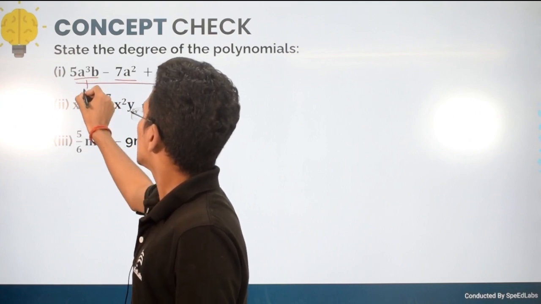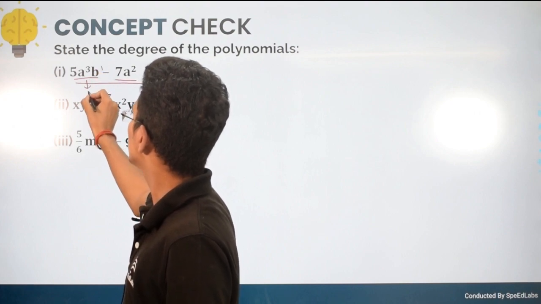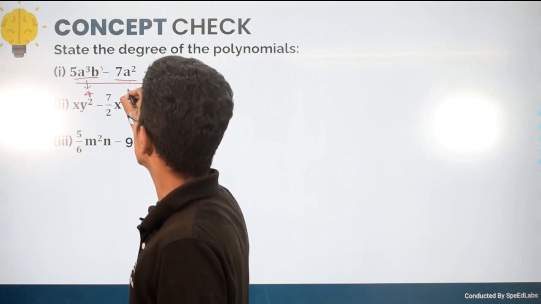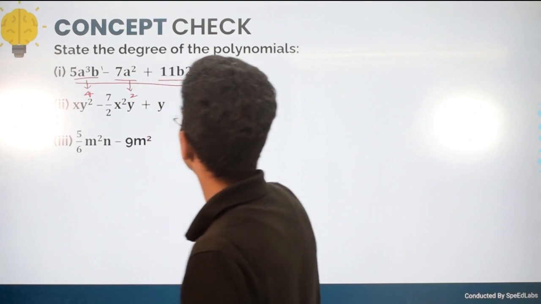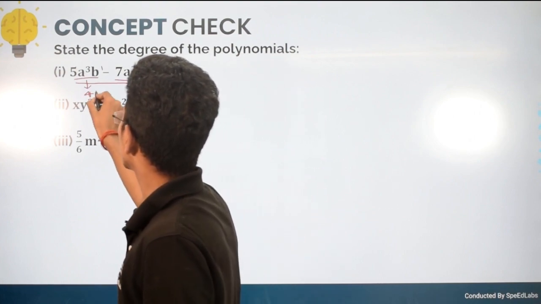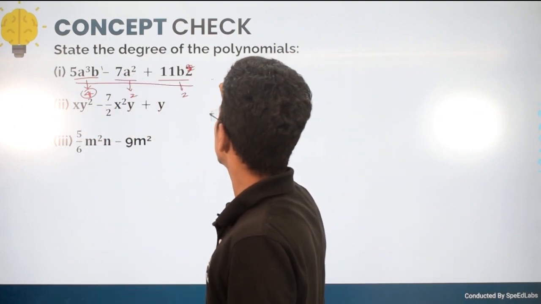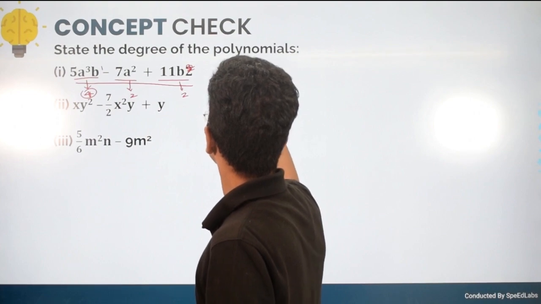So the combined power of this term will be 3 and 1, so 3 plus 1 will become 4. For this there is only one variable, so it will be 2. For this it is squared over here, so it is 2. So now you can check that 4 is the highest power in the given polynomial, so the degree of this polynomial will be 4, right?